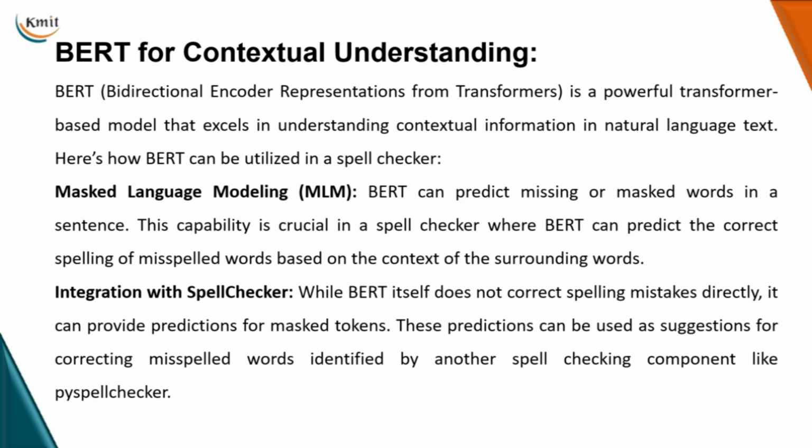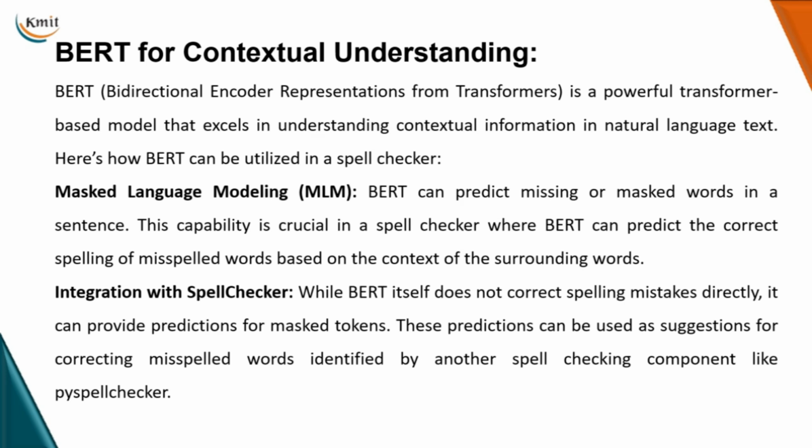BERT is a pre-trained language model that we can use directly from the Hugging Face library, and we can make some changes in the code and then implement any of the applications. One such application that I am going to focus on today is the spell checker. We have known that BERT can be used for contextual understanding, right? BERT, which stands for Bidirectional Encoder Representations from Transformers, is a powerful transformer-based NLP model that excels in understanding contextual information in natural language text. So let's see how we use BERT for a spell checking application.